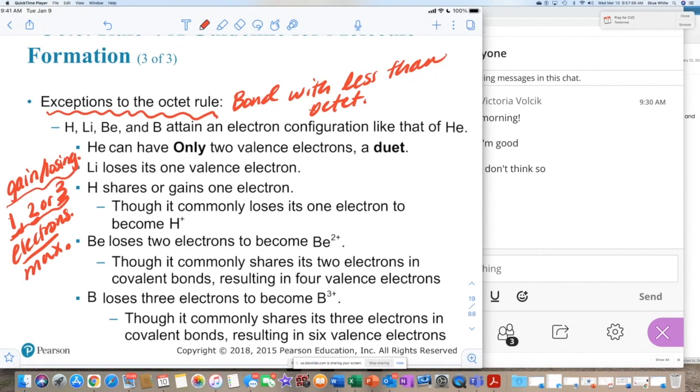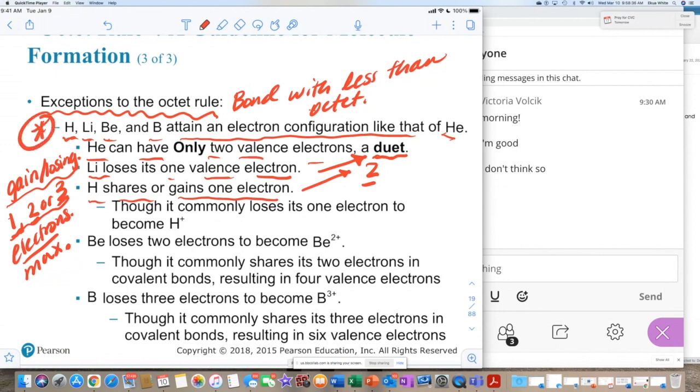For that reason, they're telling you here hydrogen, lithium, beryllium, boron attain an electronic configuration like that of helium. Helium can only have two valence electrons. So since it has two valence electrons, it's called a duet. Now, duet tends to be used in a singing group where you have two people singing together. But yeah, here they mean duet with two electrons. Lithium will have to lose one valence electron to have a duet of electrons. We'll see that later on. Hydrogen shares or gains one electron to have a duet. And so they're showing you that these elements here will then be able to bond without getting to octet.